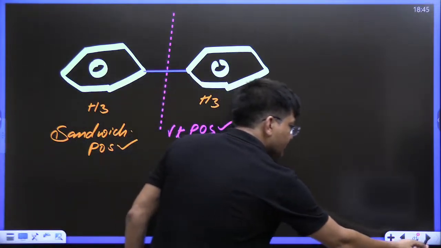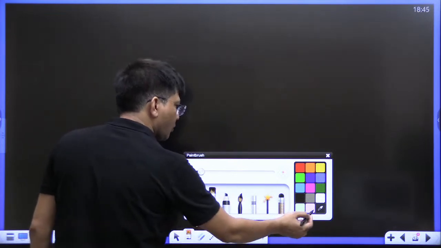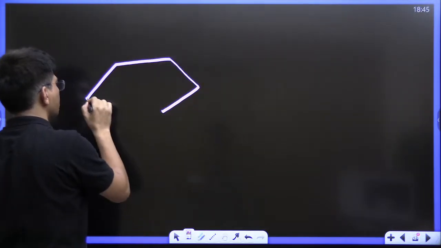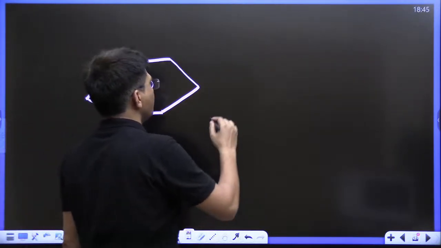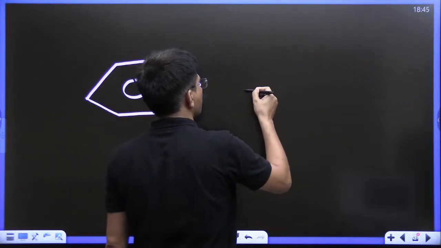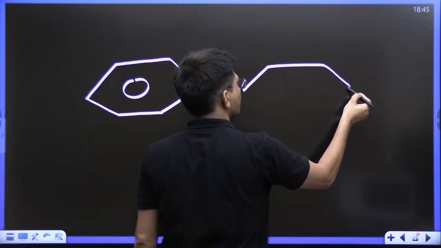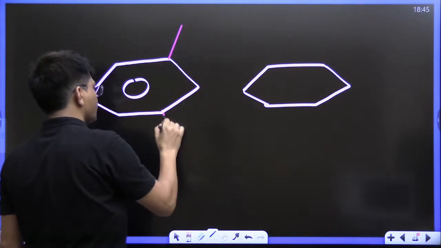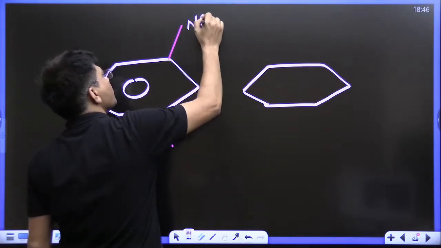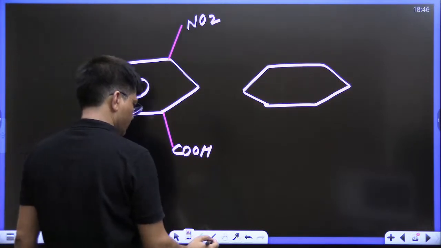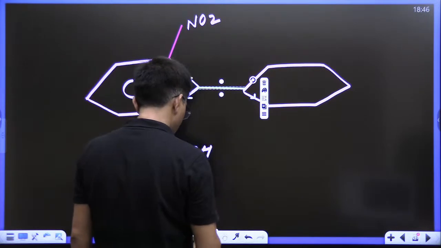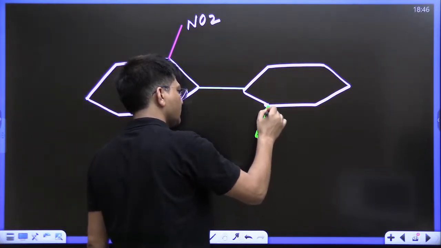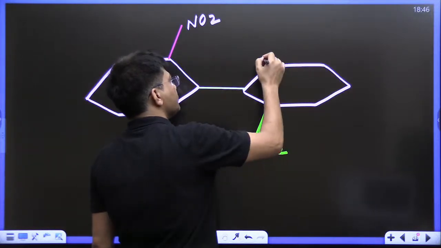Now, if you place four groups at ortho position, see how they will look. One ring will look like this. Another ring will look like this. See, this is one ring, another ring will look like this. In one ring, NO2 is going like this and COH is going like this. In another ring, NO2 will be like this. One NO2 is coming towards your side, one NO2 is coming towards your side, and COH is going away from you.